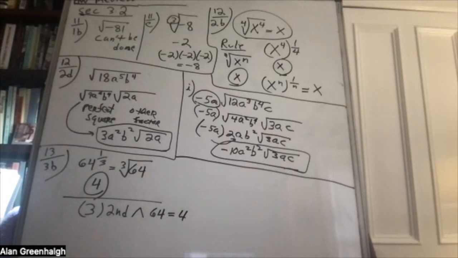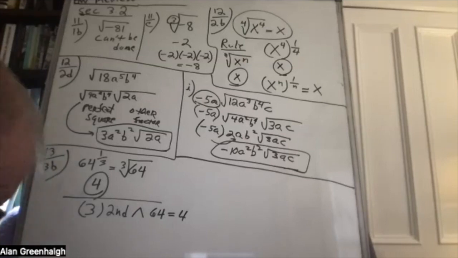Which is exactly the answer. So let me try that again. So in other words, I put the 3 in parentheses, so that may have helped. Second function, upside down V, 64, equals 4. That's it. That's how you do it. Wow. Okay.